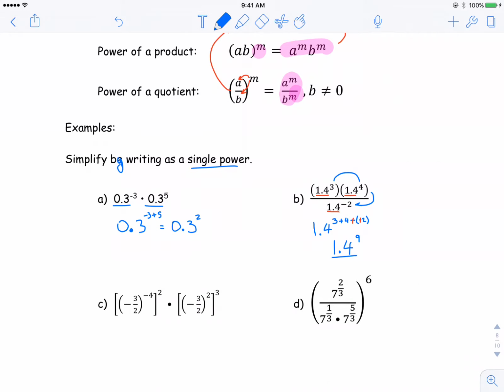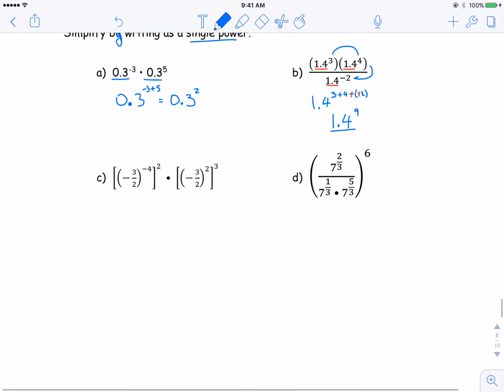Okay, here we go with examples C and D. I did ask you to take a shot at these, so let's have a quick look. Question C.